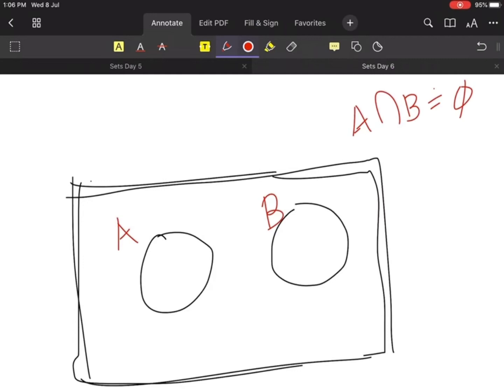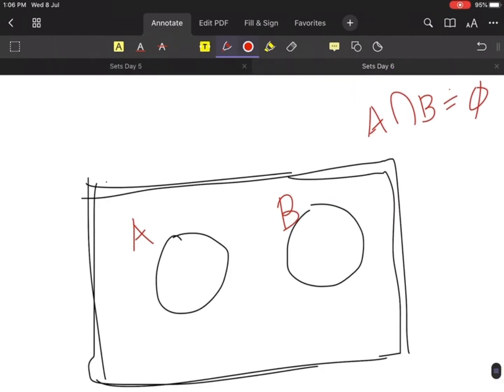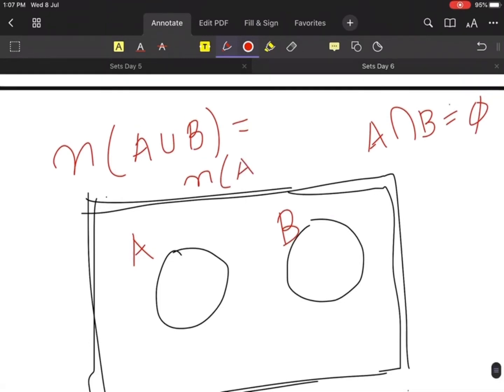So if this is true, then can you tell me what will be n of A union B? N of A union B is what? Number of elements of A and B, right? Yes or no? Number of elements of A and B. So number of elements of A and B will be equal to what? It will be number of elements of A plus number of elements of B. Simple as that. Yes or no?